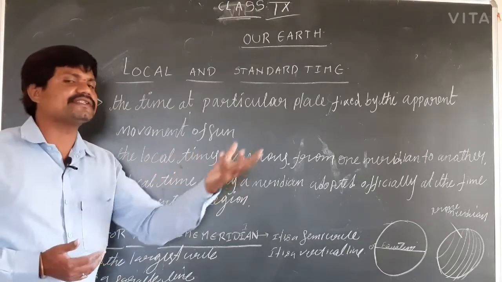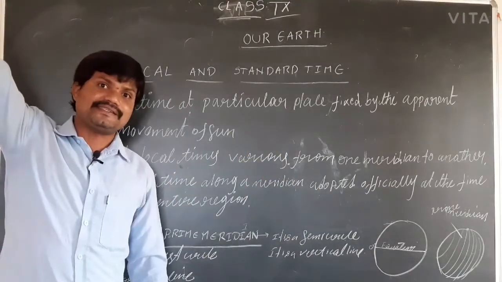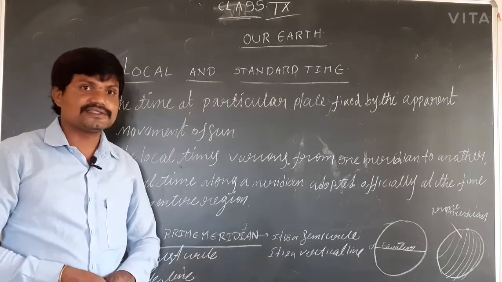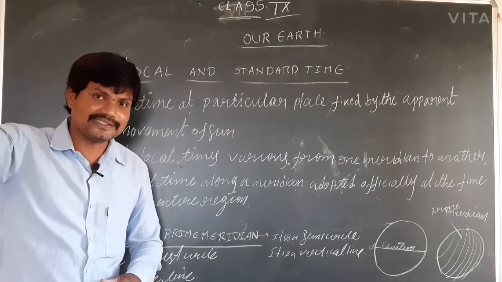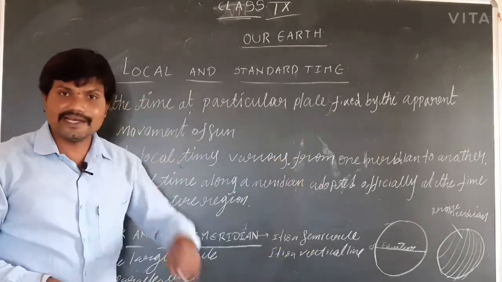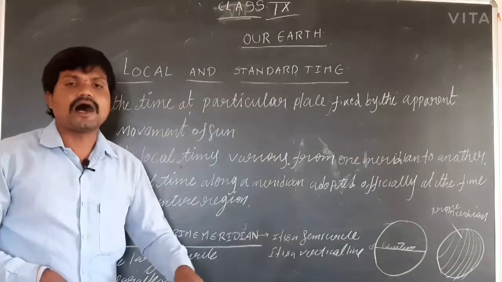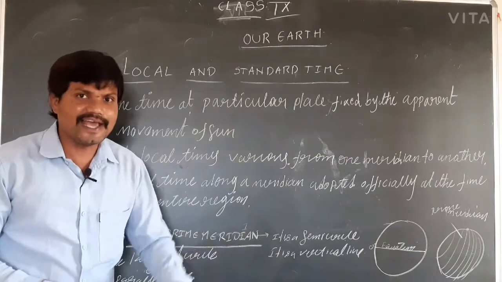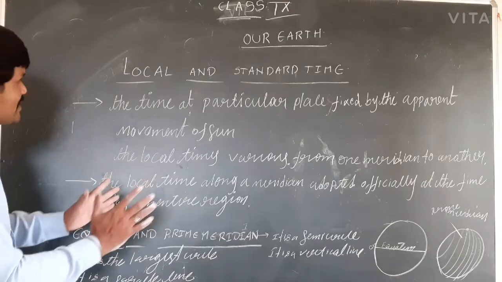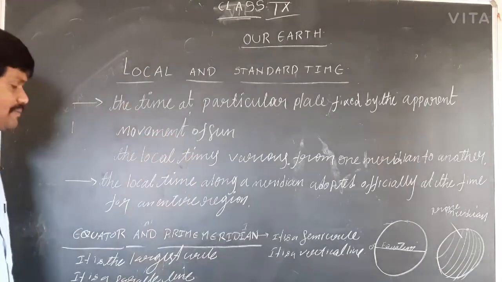You see guys, in our India, from one state to another state, there are a few seconds or a few minutes of time difference. The sun first rises in Arunachal Pradesh and late in Gujarat. There are various time schedules from place to place or region to region in a country. So, there are differences between local time and standard time.